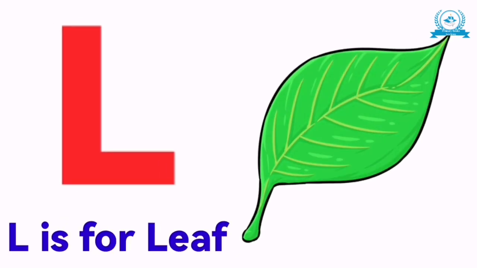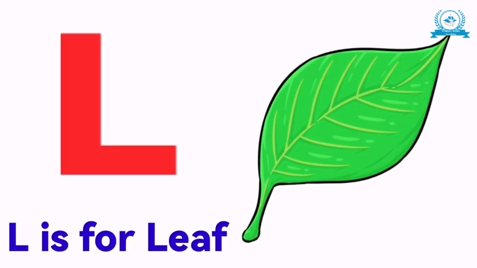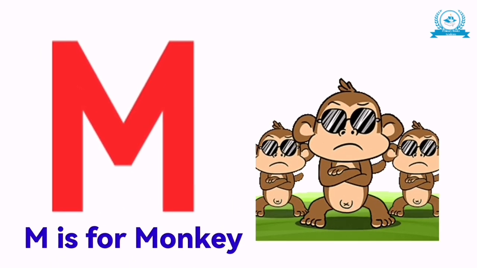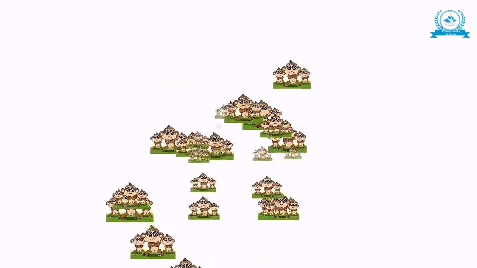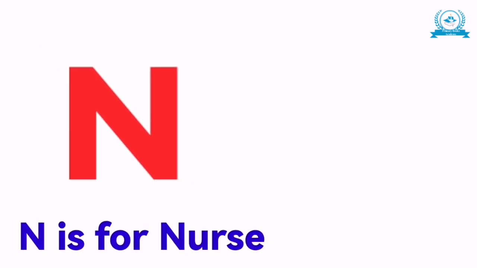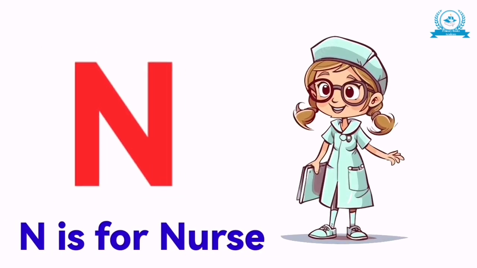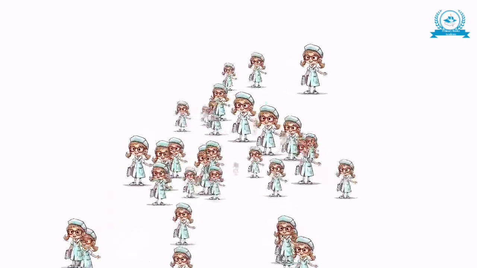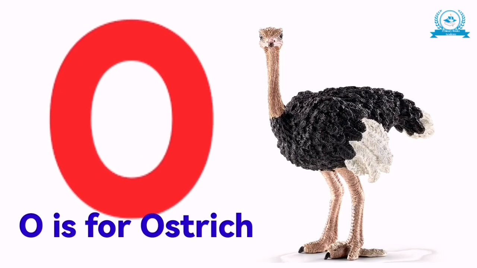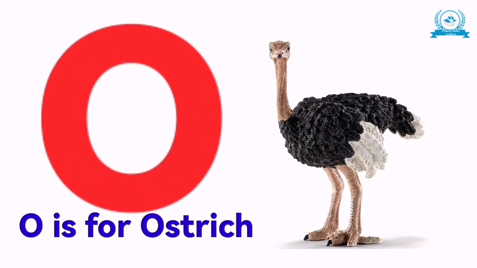L is for leaf. M is for monkey. N is for nurse. O is for ostrich.